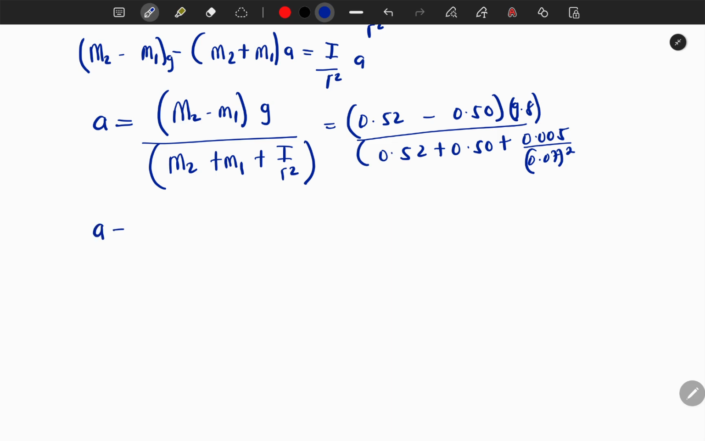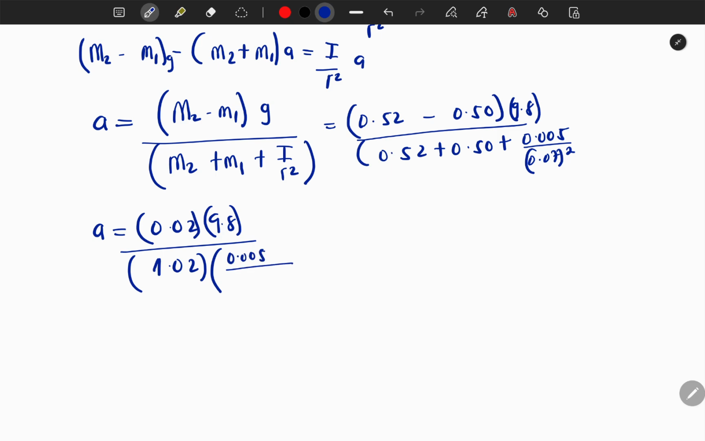All right, get your calculators ready. Subtracting this, I think you just get 0.02. Then multiply this one by 9.8, over adding those, I think I'll get 1.02. All right, 0.005. Let's square 0.07 because there's a 7 there. I am lucky to get 49. Now with the 2 zeros being squared, 0.0049.